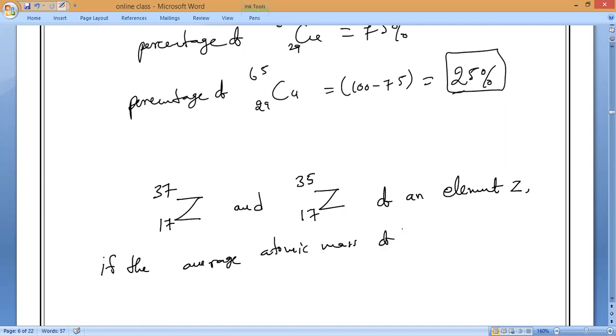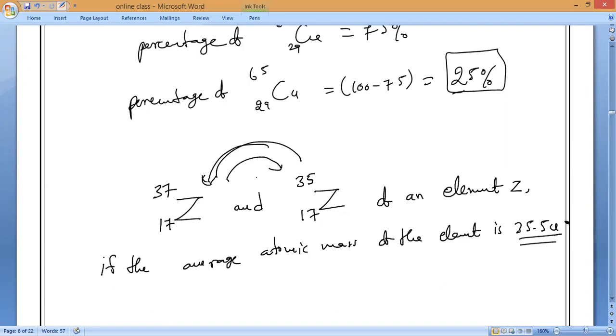If the average atomic mass of the element is 35.5 U. That's all. It is not the same. Have you written? I exchanged the isotopes. You might find the element also. Yes or no, guys? Yes, sir. So be very sincere and solve this question.